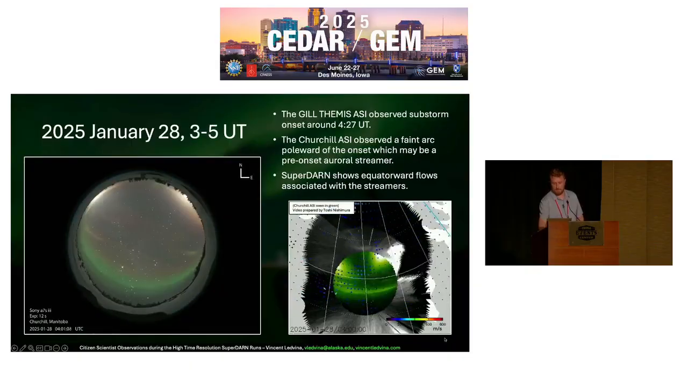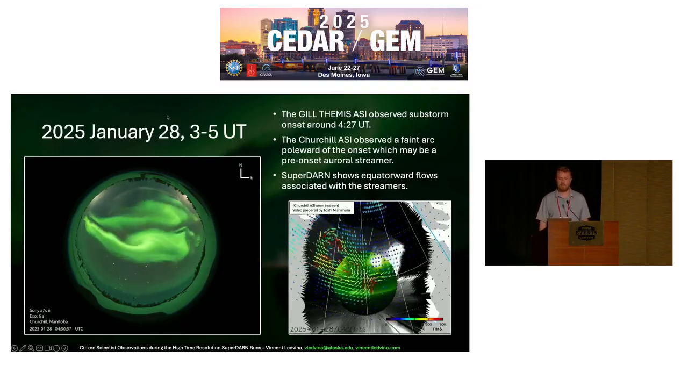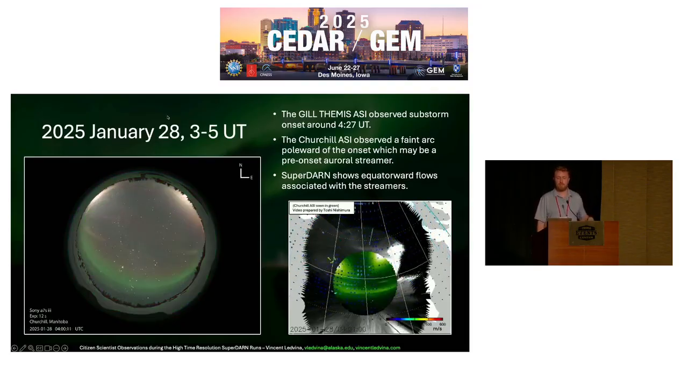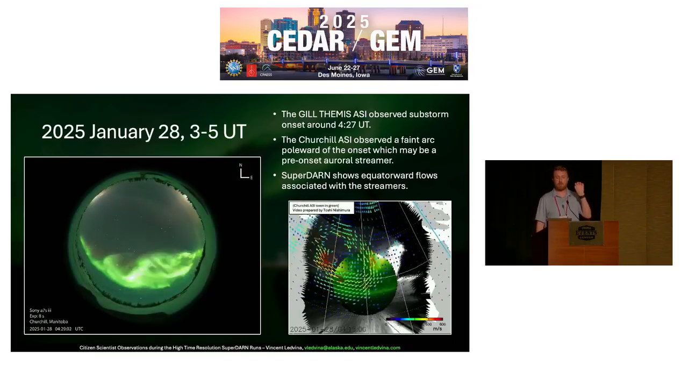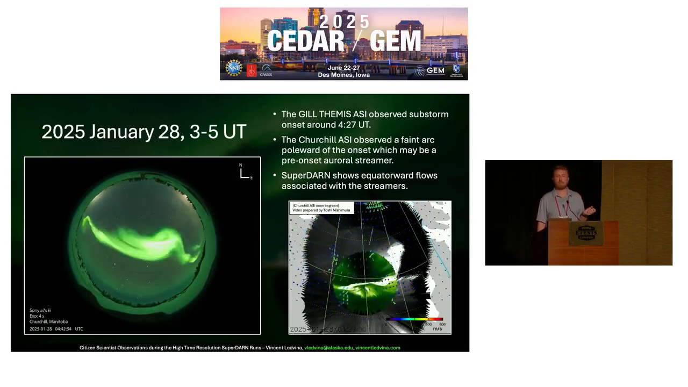And then if we go to the next time, this was January 28th around 3 to 5 UT. We had a nice substorm expansion there around 4:27, and that was observed by the Gillam THEMIS ASI, and then the Churchill ASI also captured that, as well as a faint arc poleward of the onset arc, which may be one of these indications of a pre-onset auroral streamer.